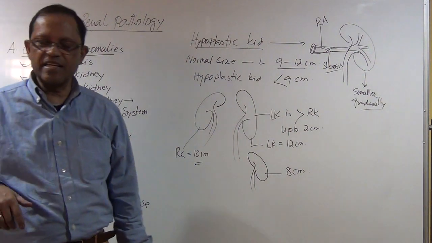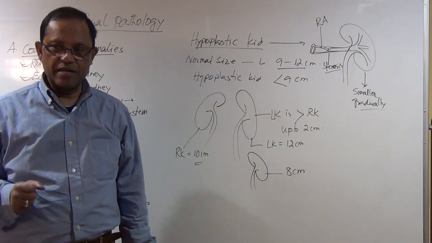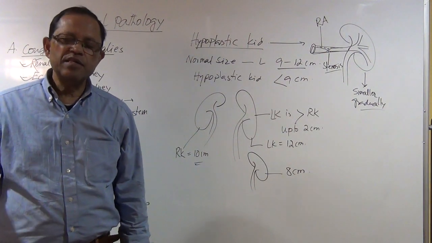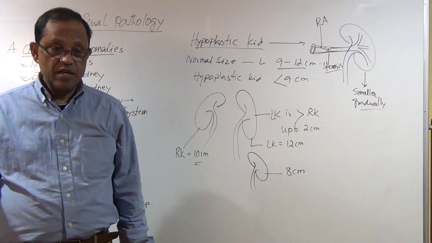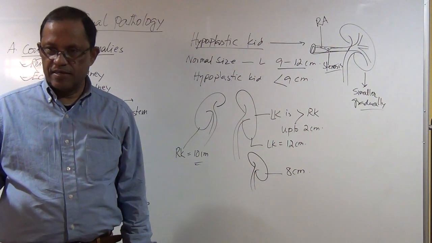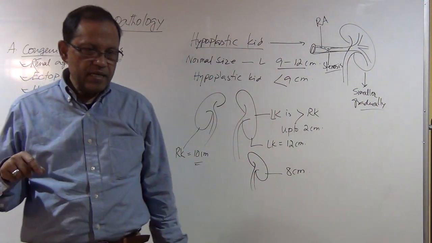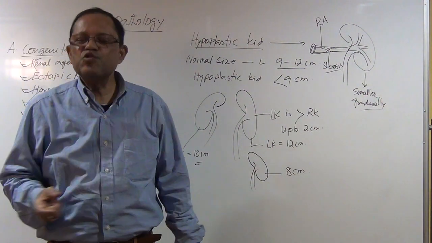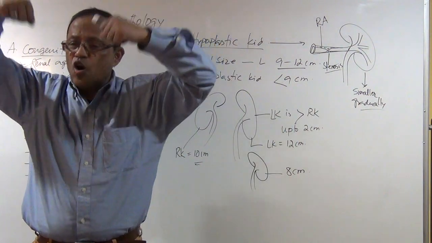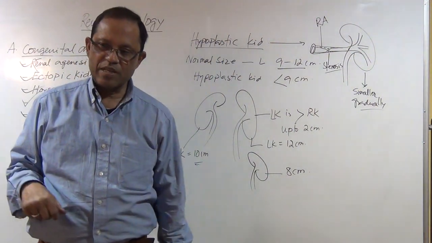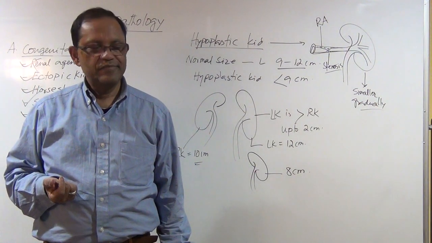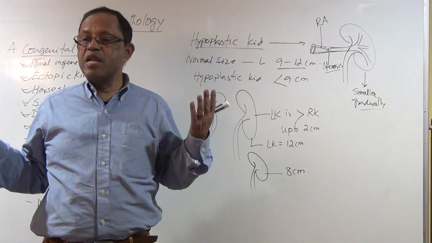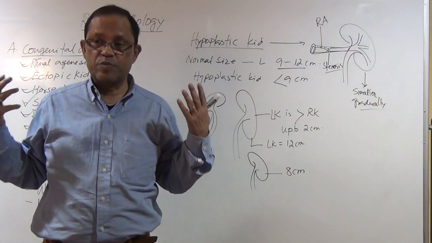One kidney is 9 centimeter, another kidney is 8 centimeter. Bilaterally small. So if it is bilaterally small, that means it is really challenging for that person, because the kidney has to work. And if one kidney doesn't work, the other kidney has to work double. But if the kidney is small and tons of work you imposed on the small kidney, so what's going to happen to the small kidney? It may not compensate all the work. It may not accomplish all the work that a kidney needs to do.